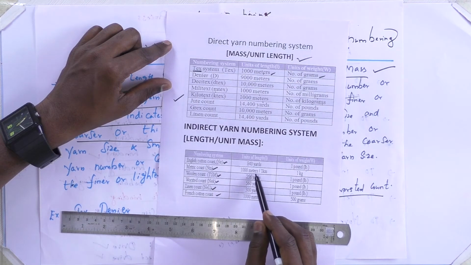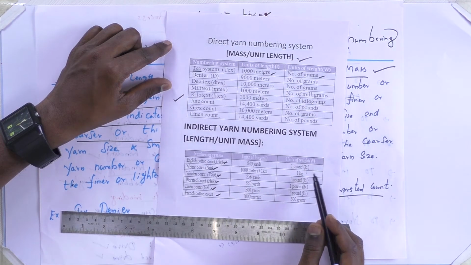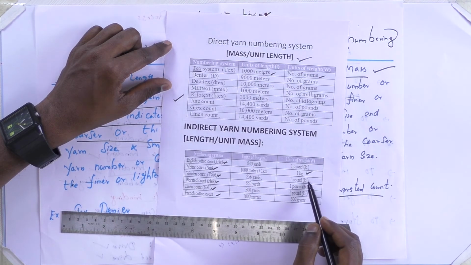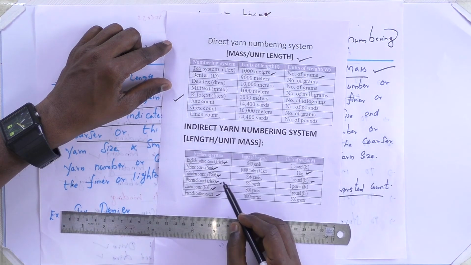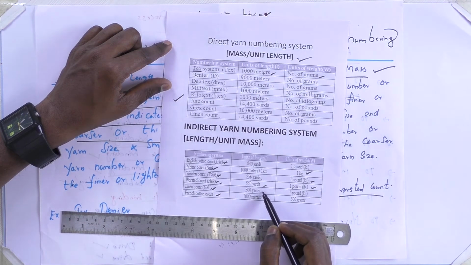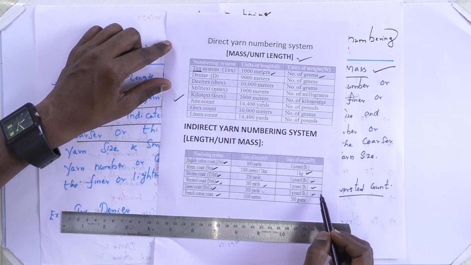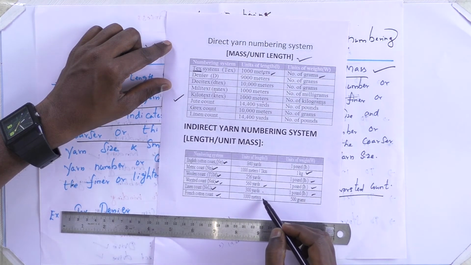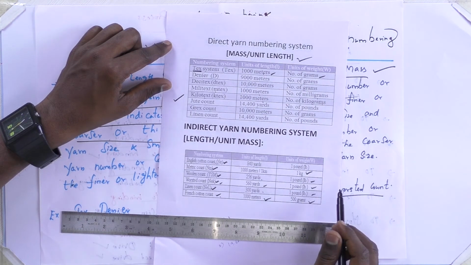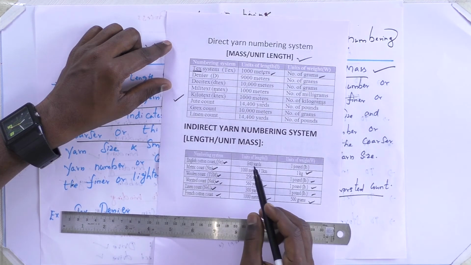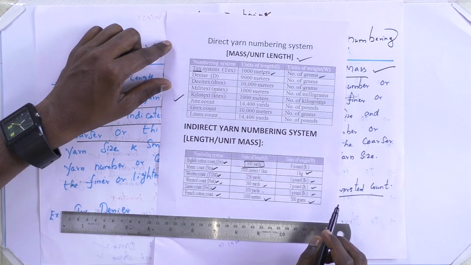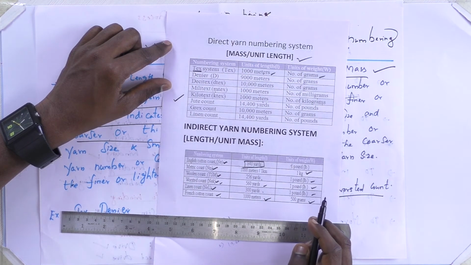In metric count, 1000 meters, that is 1 kilometer of yarn, the weight unit is 1 kilogram. For woolen count, 256 yards for 1 pound. For worsted count, 560 yards for 1 pound. Here linen count, 300 yards, the weight unit is 1 pound. French cotton count, here the length unit is 1000 meters, the weight unit is 500 grams. Here the English count means the number of 840 yards in 1 pound of material is the English cotton count. By this way we can calculate the count.